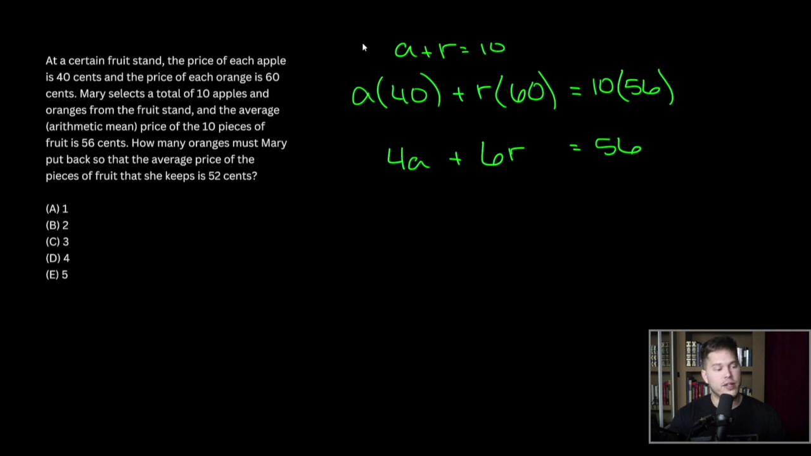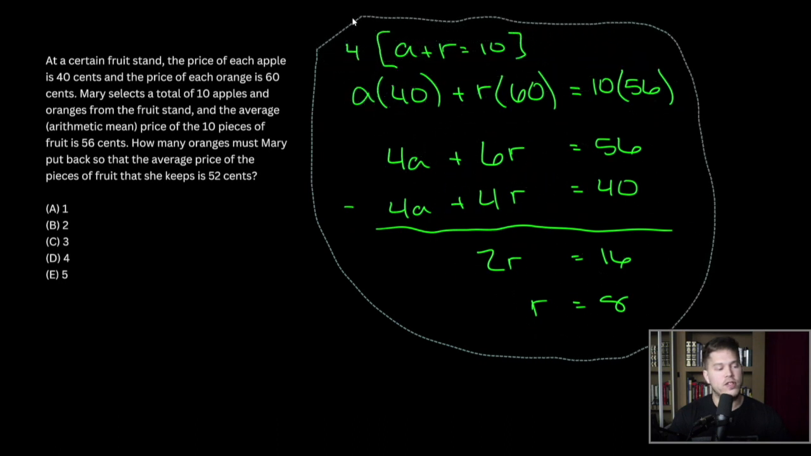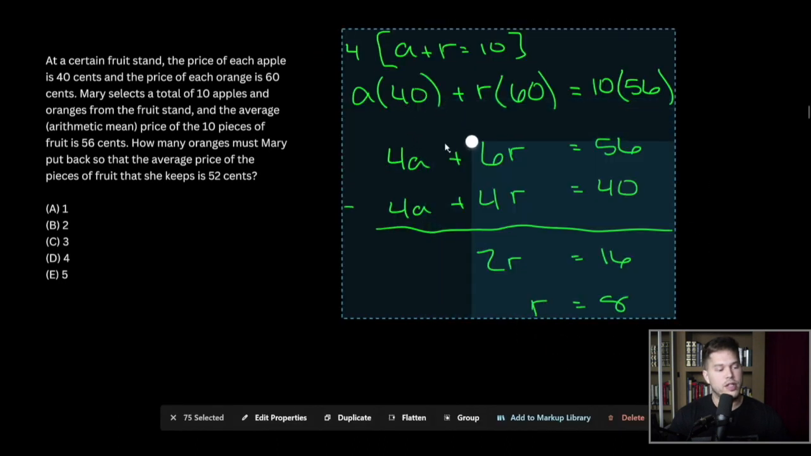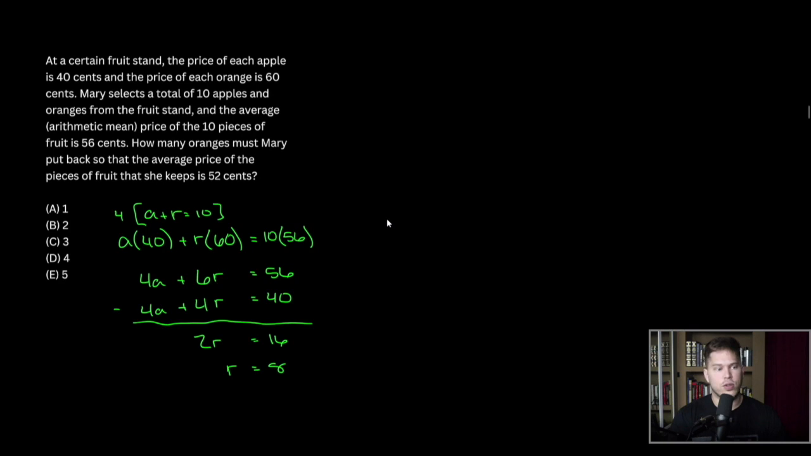Now I'm going to scale this first statement up by a factor of 4. If I do that, then I have 4a plus 4r is equal to 40. And now I can subtract these two equations to leave me with 2 times oranges is equal to 16. Therefore, my orange number is equal to 8. So this tells me that I'm starting with 8 oranges and 2 apples. So let's move this to the side, okay? So we're starting with 8 oranges and 2 apples.